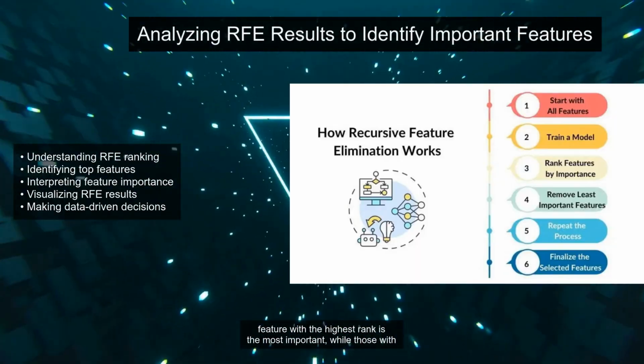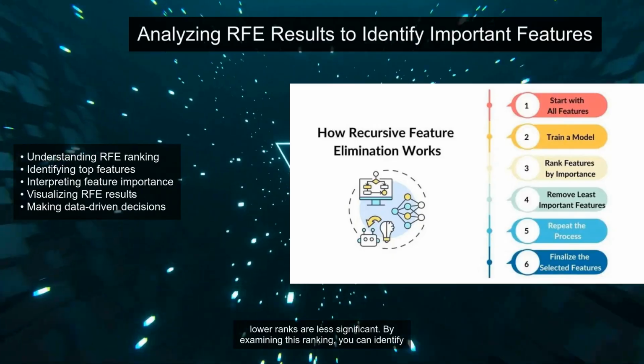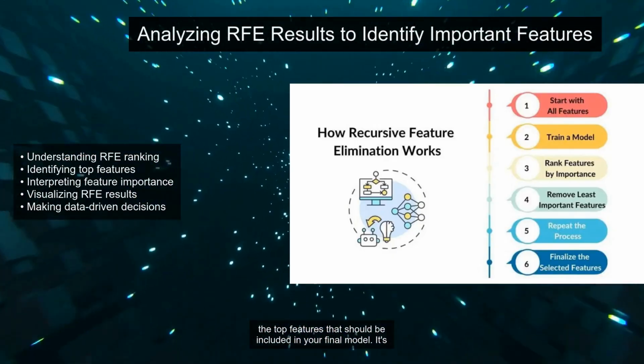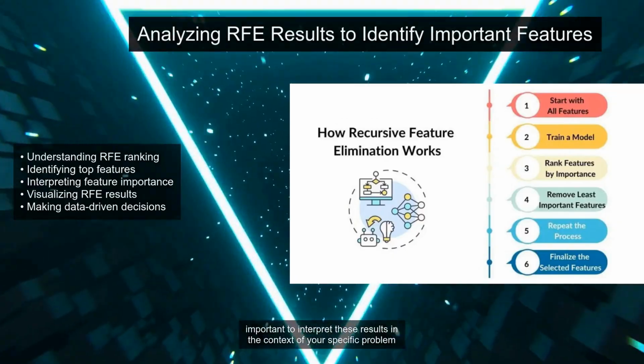The feature with the highest rank is the most important, while those with lower ranks are less significant. By examining this ranking, you can identify the top features that should be included in your final model. It's important to interpret these results in the context of your specific problem and dataset.